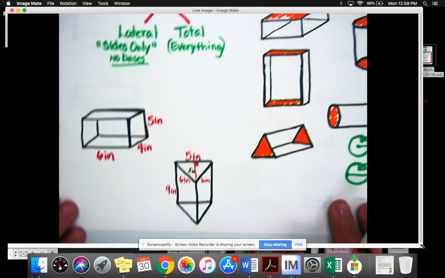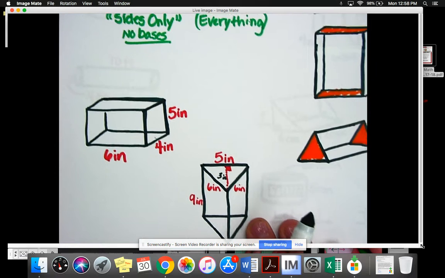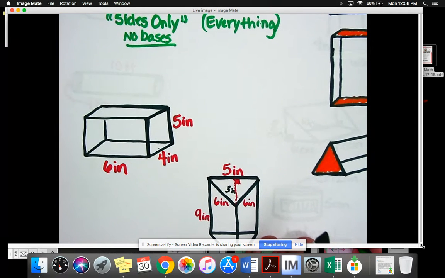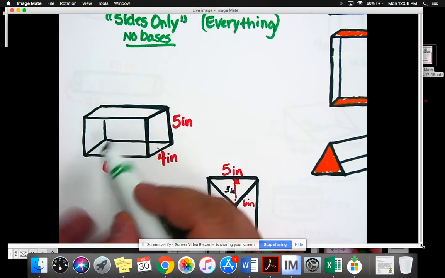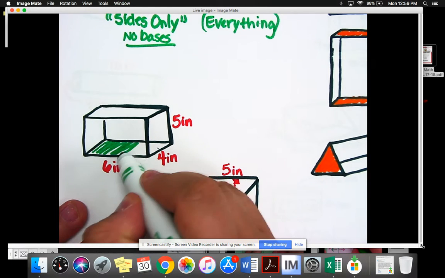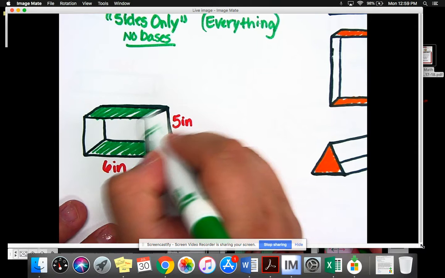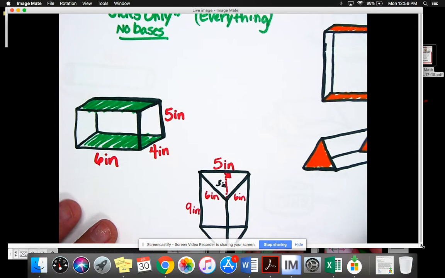So let's start with this one over here. We're going to start with the prisms, and I'm going to squeeze it in as much as I can. We're going to start with lateral, because lateral is part of total, and then we'll go from there. This first one is a rectangular prism. The first thing I like to do is identify your bases. Bases are always parallel to each other. Sometimes, depending on the picture, you can't see both, but in this case it's 3D and you can see it. There are two bases, parallel to each other: the two green sections.